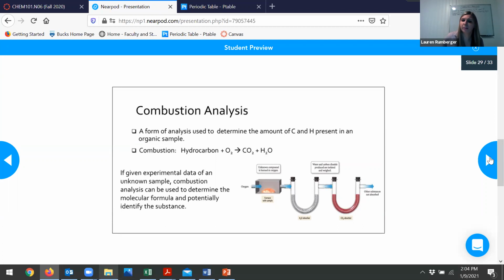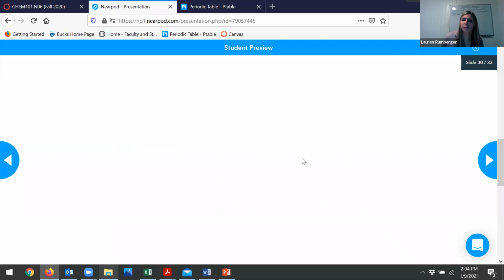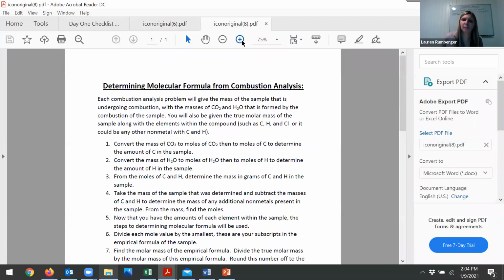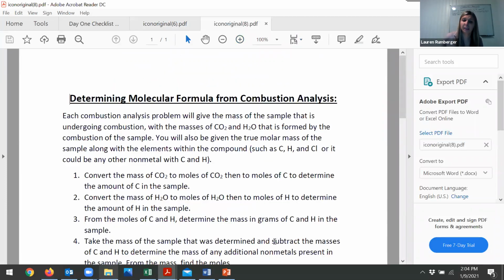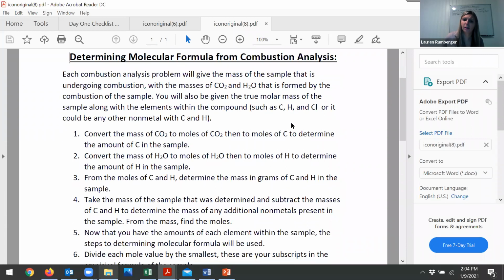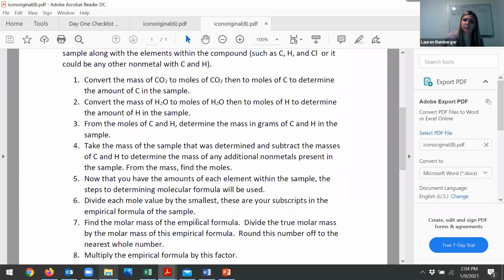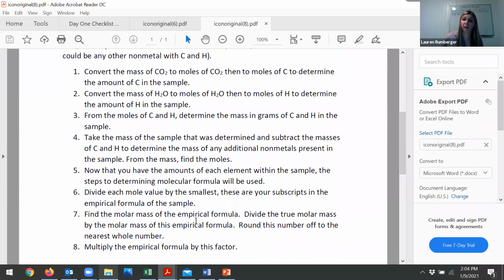When you progress to the next slide, you most likely didn't see anything here, but what had happened is that a file had downloaded. I have a file here that goes through the steps required for completing a problem for determining molecular formula from combustion analysis. The steps are all written out step by step of what I'm going to do as we do this practice problem on the next slide, so you will be able to follow along with me.